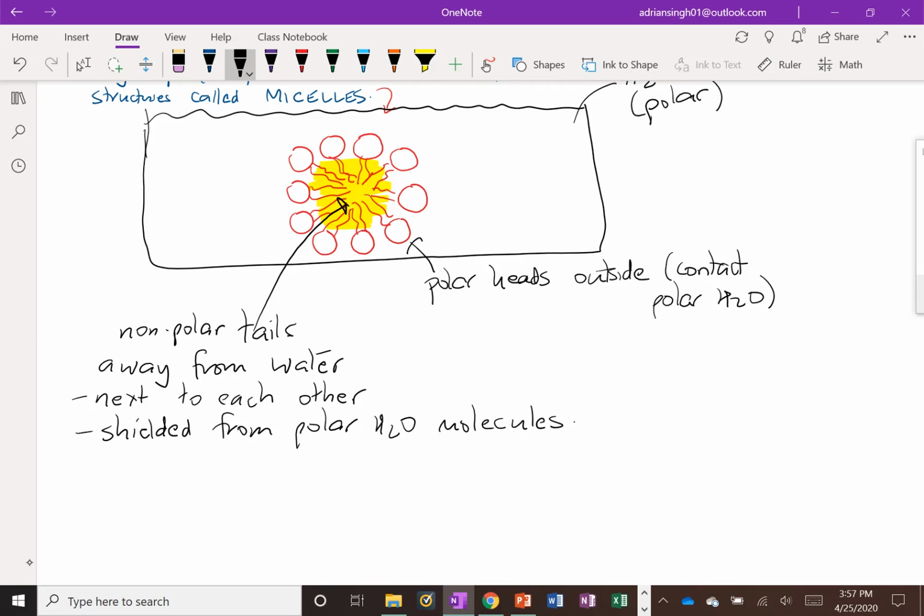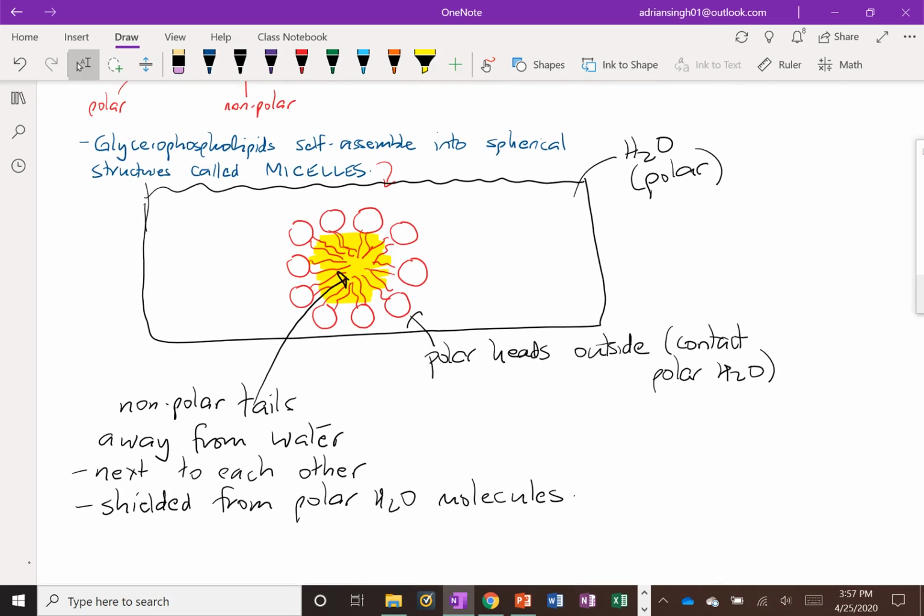That's the basic idea of how these molecules are going to self-assemble in an aqueous solvent like H2O. They're going to form these micelles. The outside of the micelles is going to be made up of the polar heads of the glycerophospholipids. The inside of the micelle is going to be the non-polar tails that want to be next to each other and away from H2O. We're going to come back to this idea of the assembly of these phospholipids when we talk about cell membranes at the very end of the chapter.